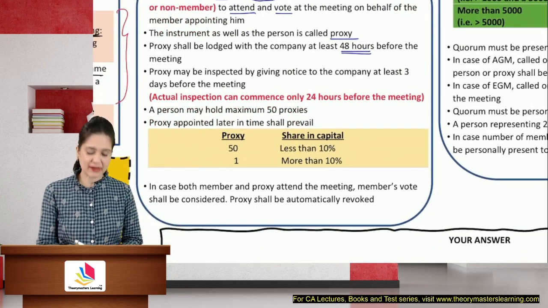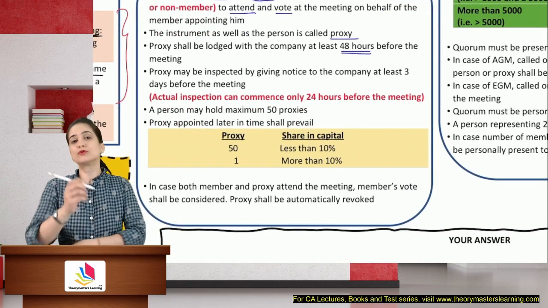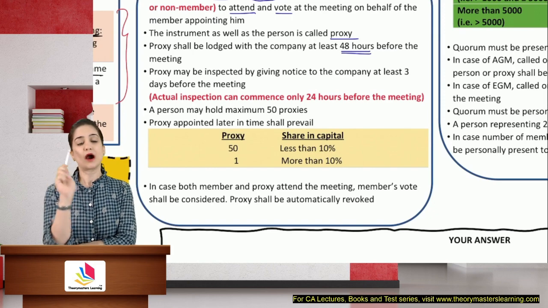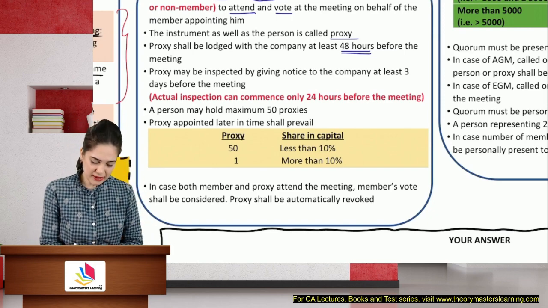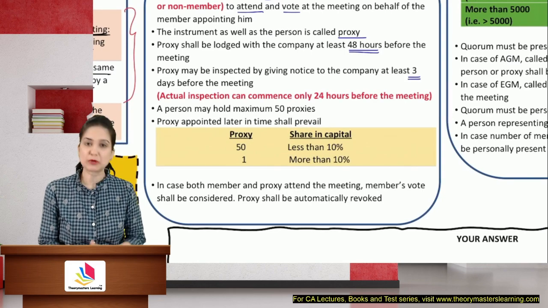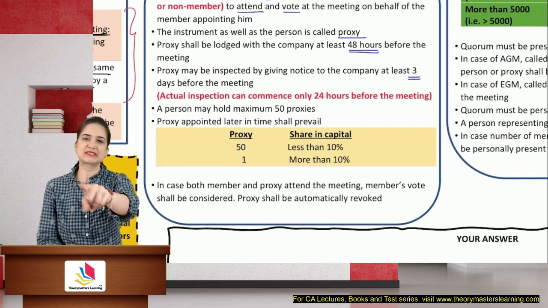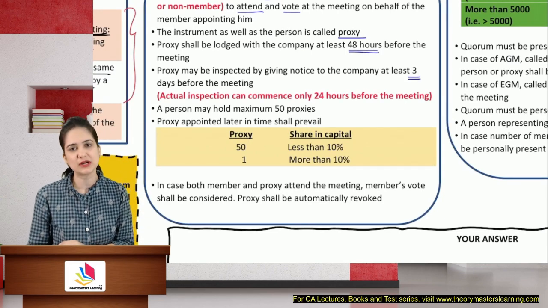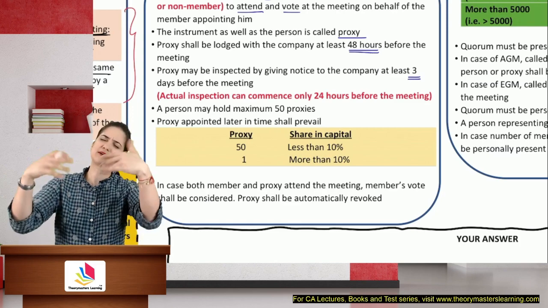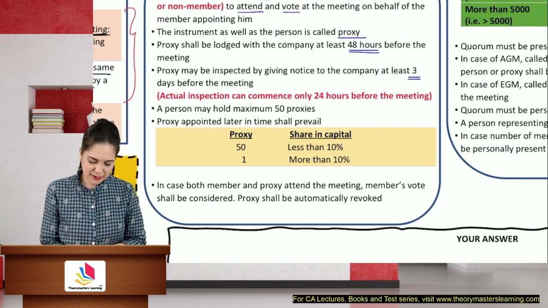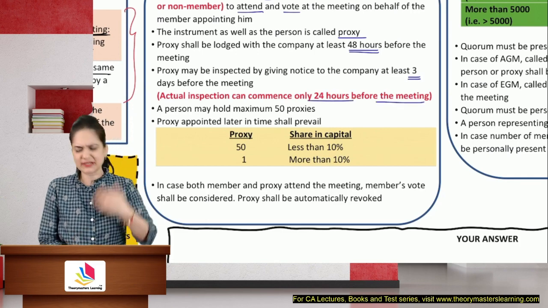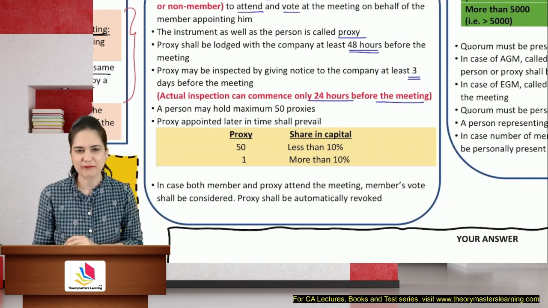Proxy may be inspected. Now, there are certain people who want to know who all are attending the meeting, how many proxies are lodged. We want to see. So people can inspect by giving notice at least 3 days before the meeting, but the actual inspection can start only 24 hours before the meeting, and it can continue till the end of the meeting.